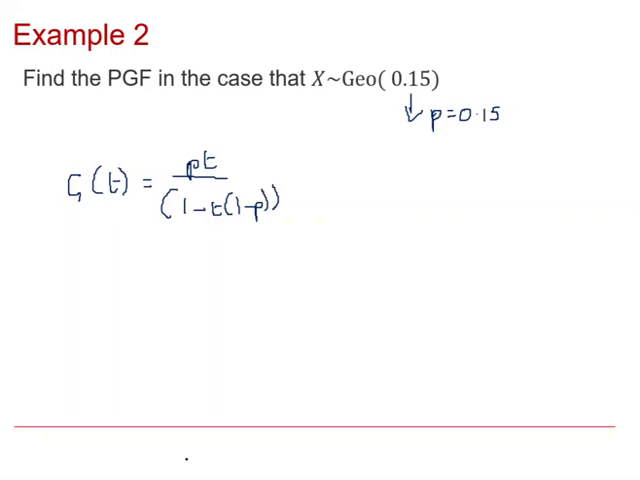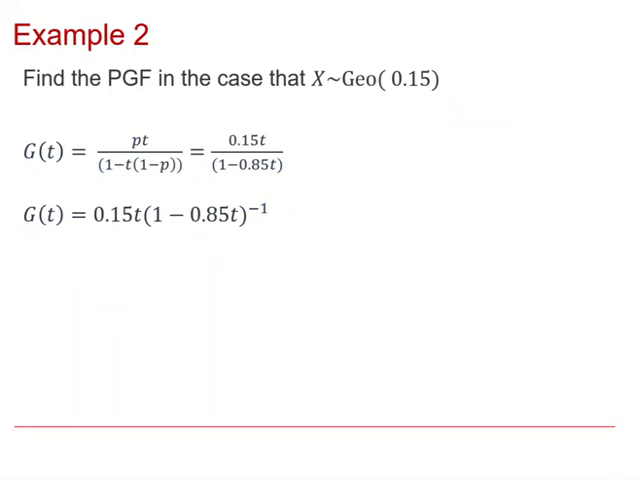Now the second example looks at a geometric distribution where the parameter is specified as 0.15, and that will require us to look up or remember that the generating function for a general geometric distribution is this expression here. And remember, you can find that in the formula book. And so substituting p equals 0.15, we can very simply obtain the probability generating function for this particular distribution.